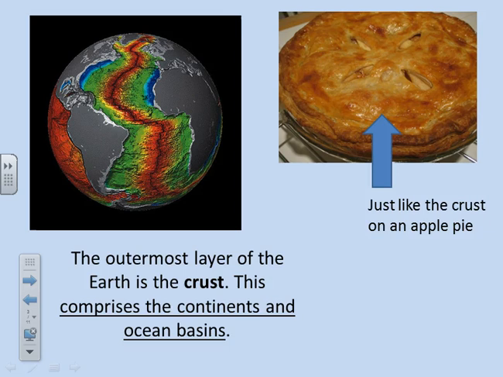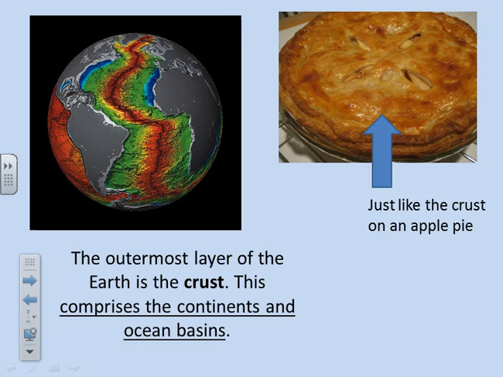Okay, so the outermost layer of the Earth is called the crust. And this is made up of the continents and the ocean basins. I know sometimes we are just tempted to think that the crust is just what we can see, so what we walk on or even mountains. But also remember that the crust is made up of what we cannot see. So the crust that is deep below the ocean, on the ocean floor, that is also the crust.